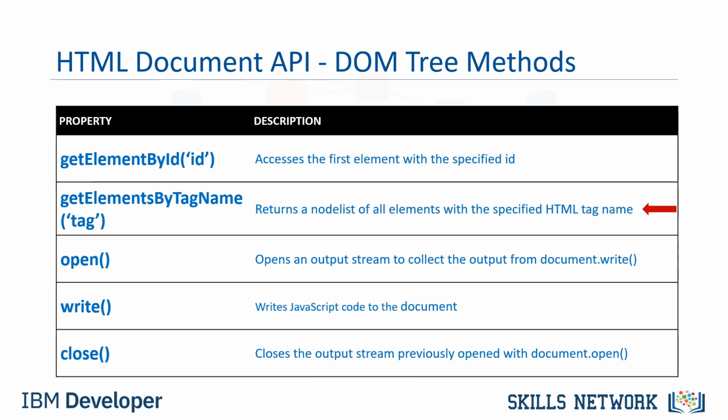The document.getElementsByTagName tag function has one required parameter, which is the tag name of the element you want to access. This function returns a node list of all the elements with the tag that matches the required parameter.